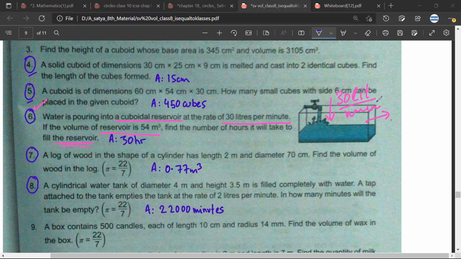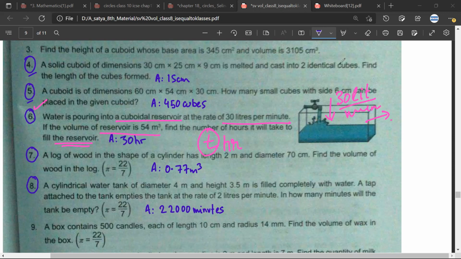Now, because you need to find the number of hours it will take to fill the reservoir, what you assume is that let it takes t hours to fill the reservoir. Satya, have you understood what I have said? Yes, sir. Mr. Sarthak, any doubt till here? No, sir.